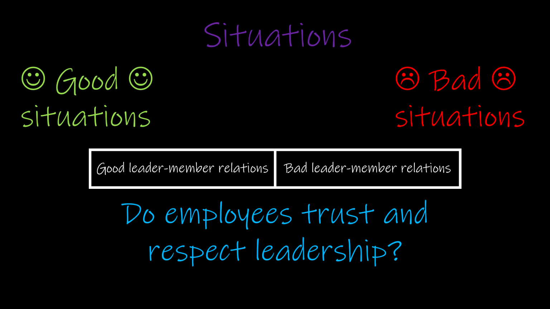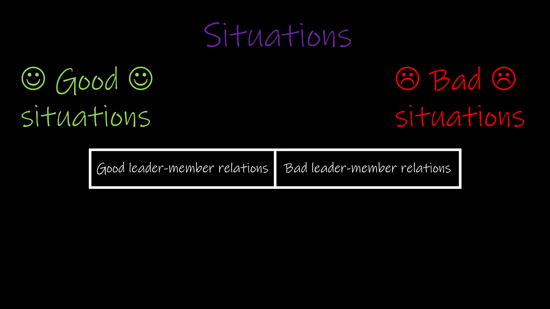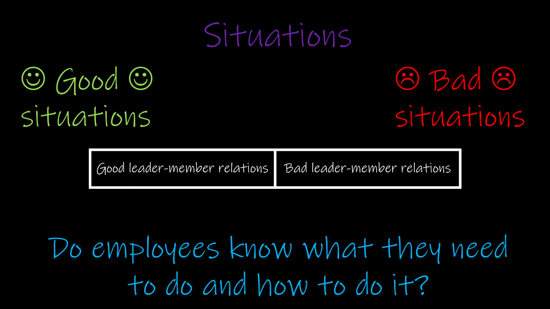our leaders in. After that, Fiedler said we have to ask the question of do employees know what they need to do and how to do it? And if they do know what they need to do and how to do it, we refer to that as high task structure. Okay, and as you can see here, what Fiedler argued was that when we have good leader-member relations and high task structure, that's going to contribute to the best situation that we can have for our leadership.